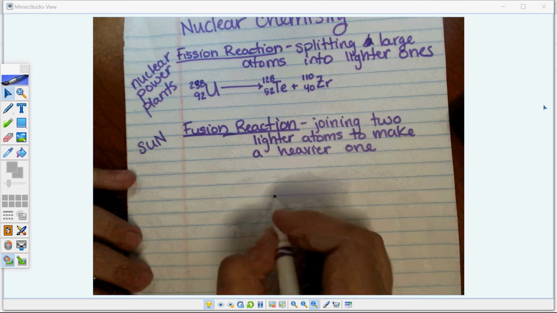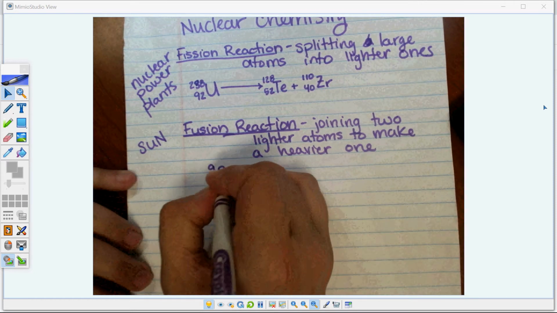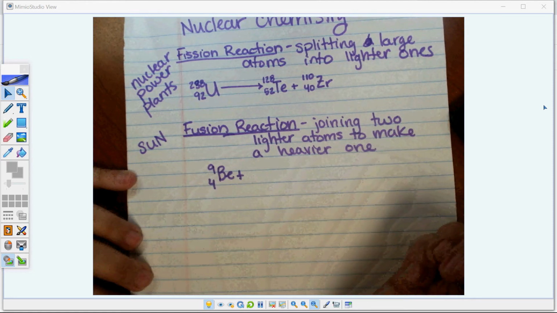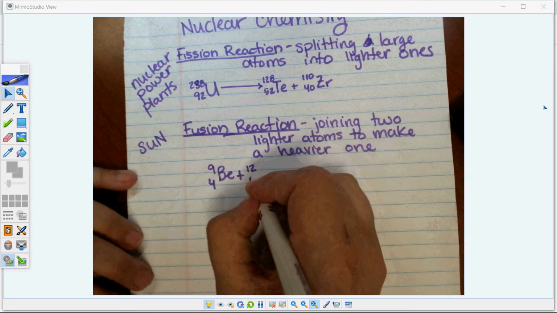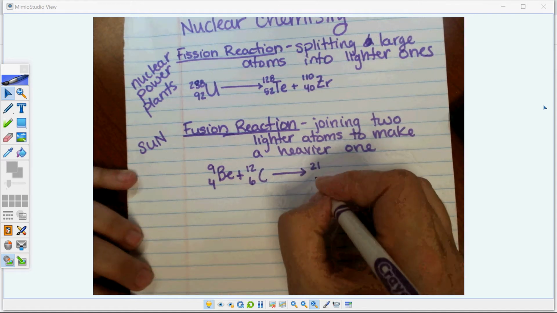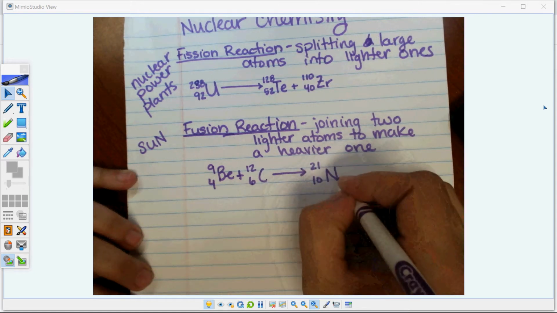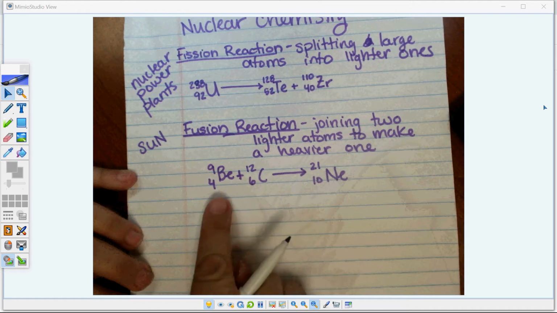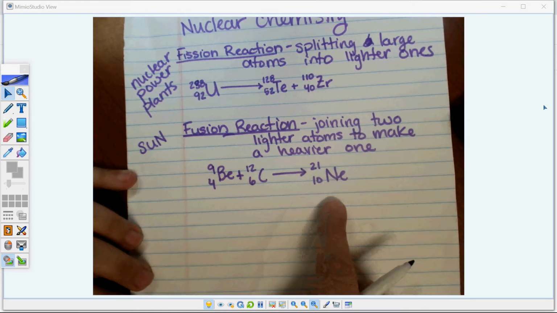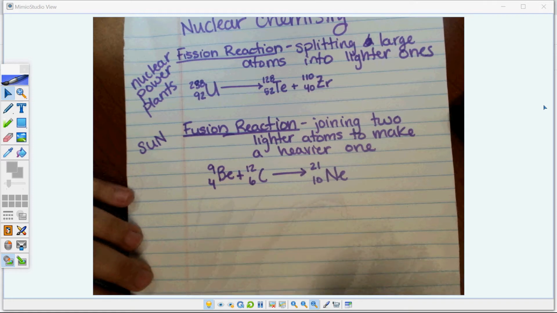And so an example of that would be like if I take this atom of beryllium and I ram it really hard into an atom of carbon, and what gets produced is an atom of neon. So two smaller things being slammed together to produce this atom of neon, which is, there's a lot of energy associated with that.